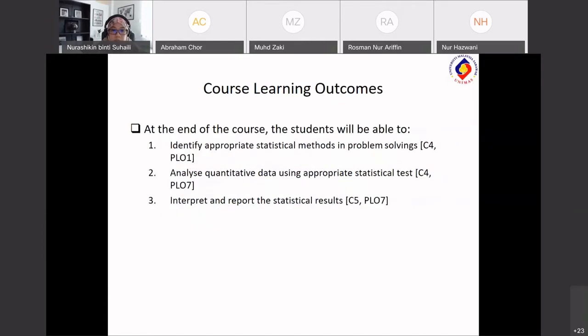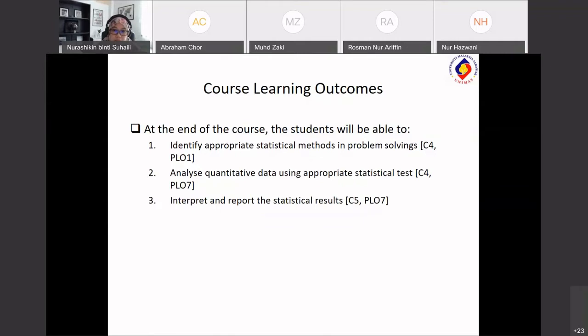Okay. So at the end of the course, we expect you to be able to identify appropriate statistical methods, okay? Because there are many statistical tests which are designed for different conditions. So we expect you to know at the end which test to be used for analyzing this kind of data, and so on. Okay, so that's the first learning outcome.